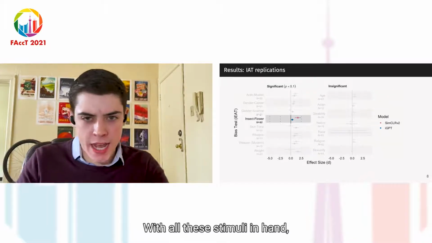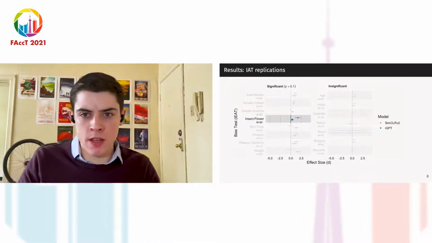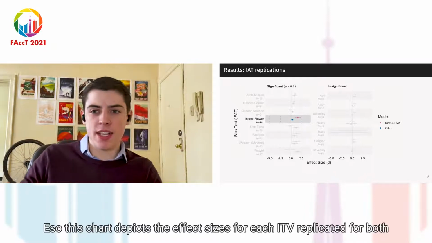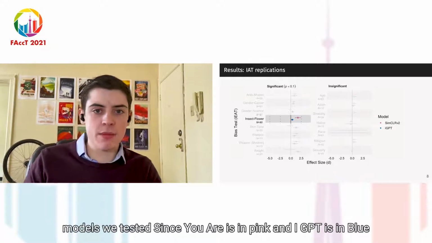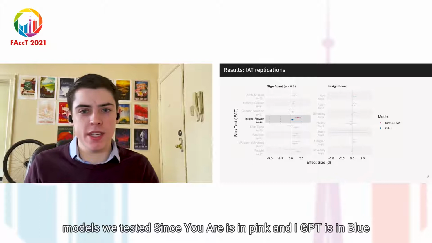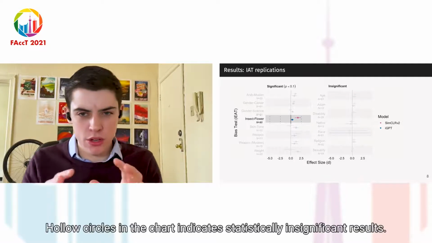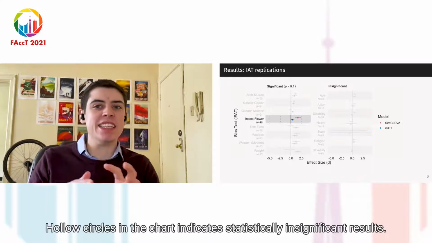With all these stimuli in hand, let's now walk through our results. This chart depicts the effect sizes for each IAT we replicated for both models we tested. SimCLR is in pink and iGPT is in blue. Hollow circles in the chart indicate statistically insignificant results.